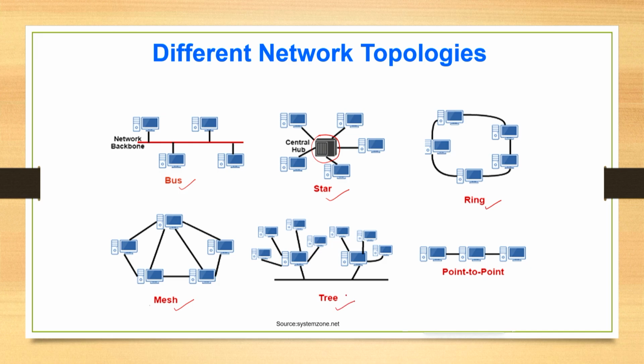Next one is the tree. It has a tree structure, that is a root and branches. This shows how the systems are connected with each other, similar to the branches of a tree. And the point to point is like peer to peer, meaning one to one end. So, let us see in detail the features of these different network topologies.